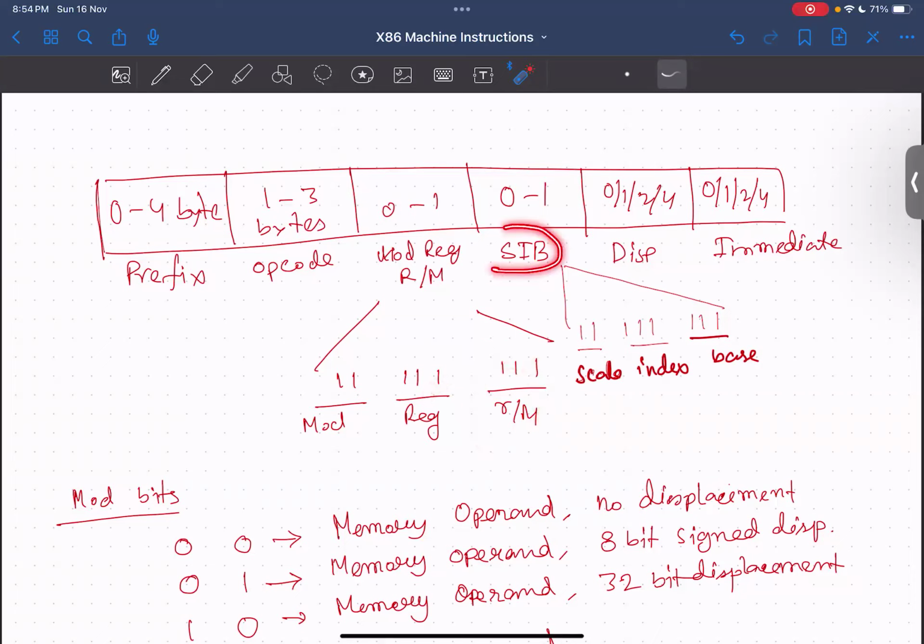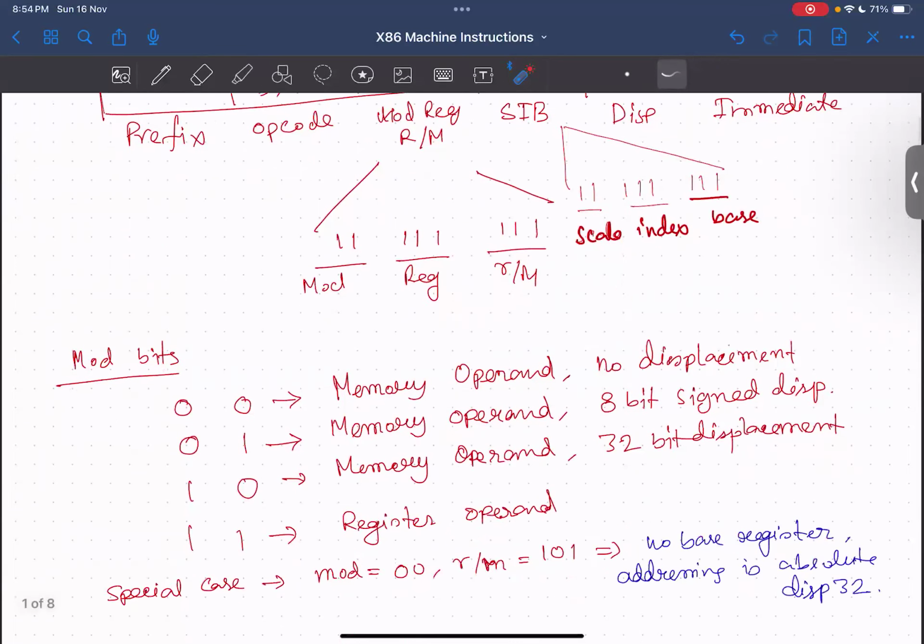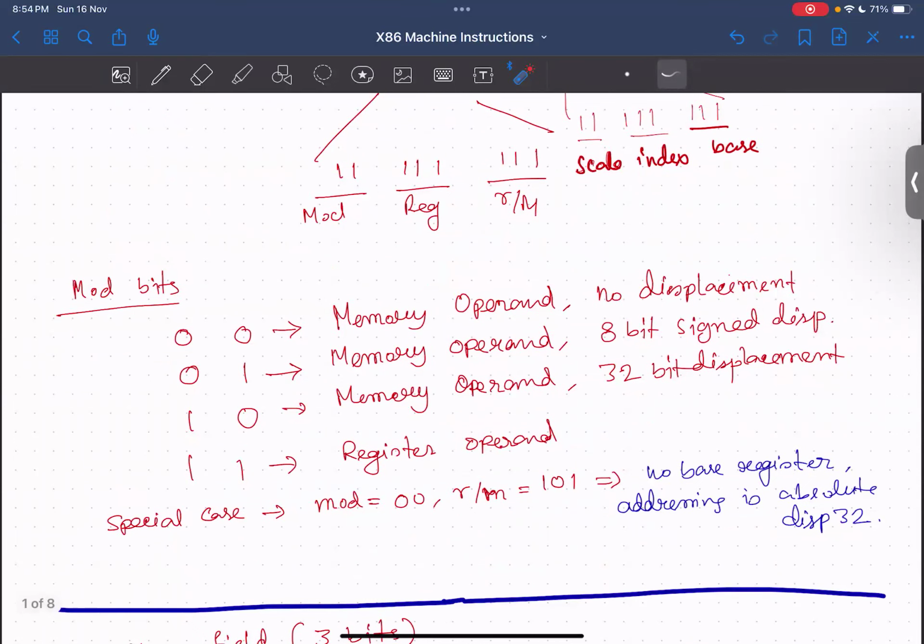Similarly, in the scale index base byte, you also have 8 bits, and they are divided into these 3 fields. The first 2 bits say what kind of scaling you are going to use, and then the next 3 bits say what kind of indexing you are using and which register you are going to use for indexing. And similarly, the last 3 bits tell you what the base of this scale index base representation should be.